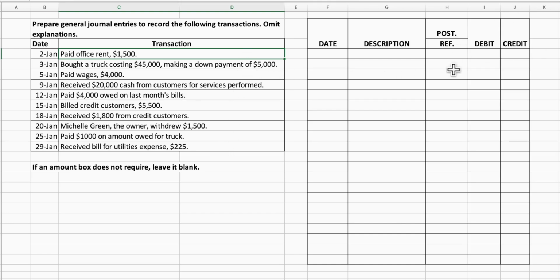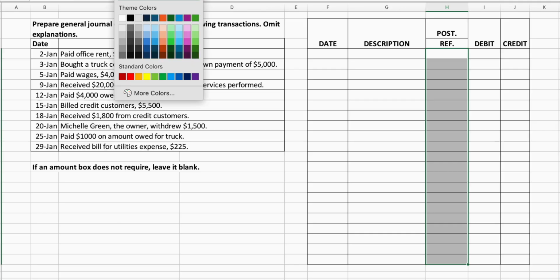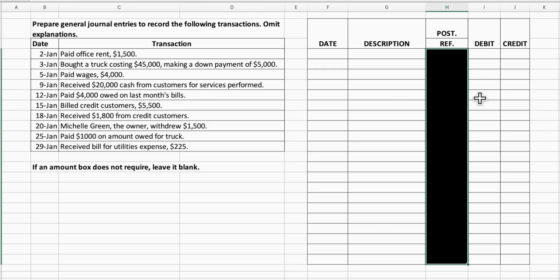Now, one of the things you should first notice is they have the post reference information here, but there's no information given in your assignment about what those should be. So we're just going to go ahead and black those out because there's no information you're going to give on the computer system for that. So just ignore that column basically, even though they included it.